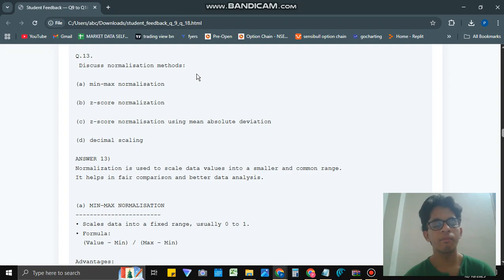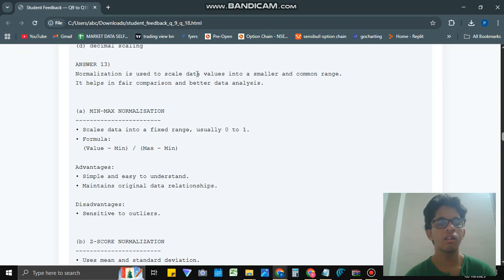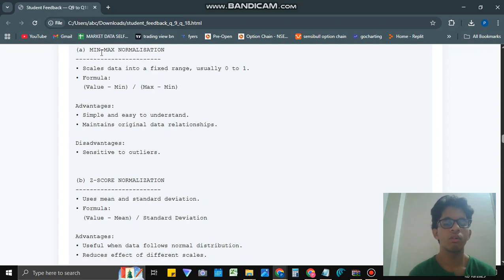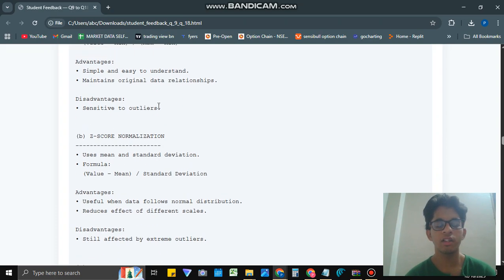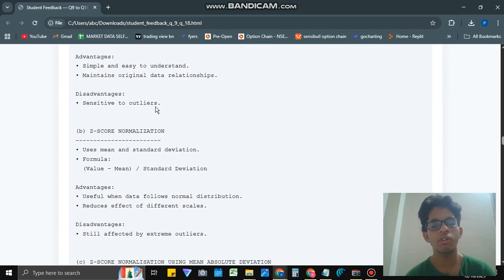We have to discuss the normalizing methods. So first comes min-max normalization. So first of all, what is normalization? It scales data into smaller values, like large values into very small values between 0 and 1. So min-max normalization, the formula is simple: the data value minus the minimum value divided by the difference of maximum and minimum value. Its disadvantage is it's sensitive to outliers, but it's simple and easy to understand, and it maintains original data relationships.